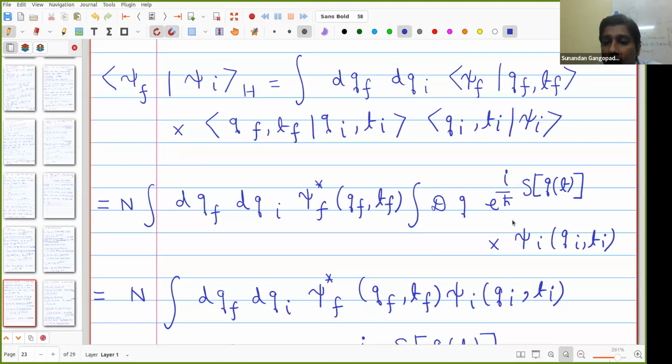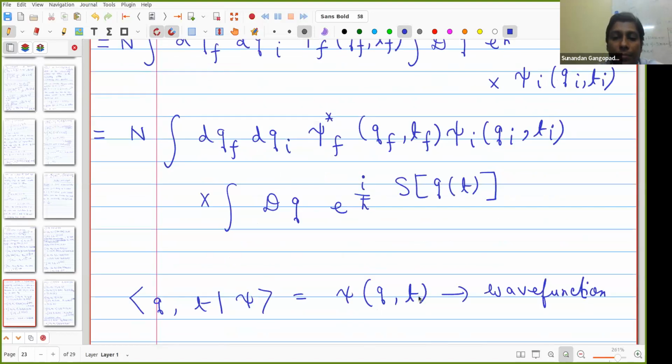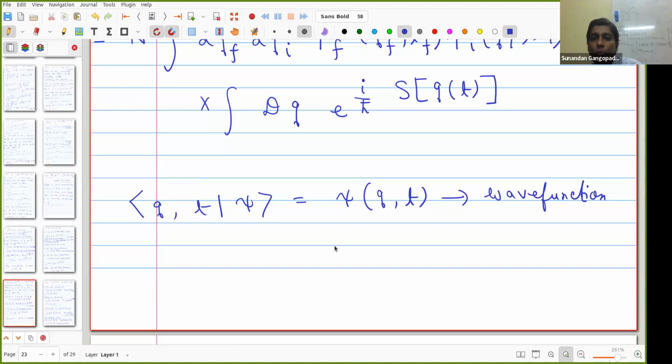But now the wave function ψi at qi ti is independent of this q, so you can take it outside the path integral and write it down as a normalization constant times the integral over qf qi, the wave function ψf* at qf tf, ψi at qi ti, times the path integral ∫dq e^(iS/ħ), where the wave function is basically ⟨q,t|ψ⟩, which is ψ(q,t). So I think it is a nice point for us to stop here today, and I shall pick it up from here in the next lecture.